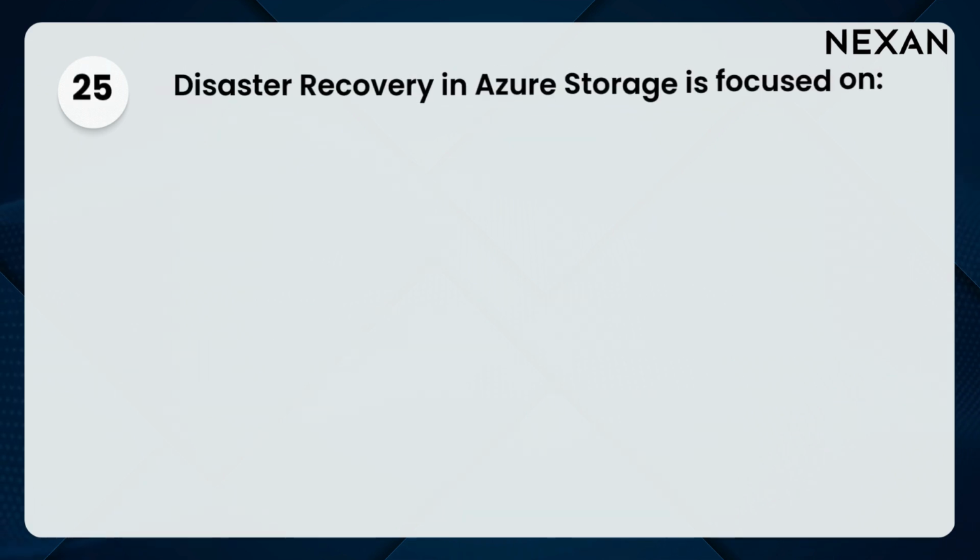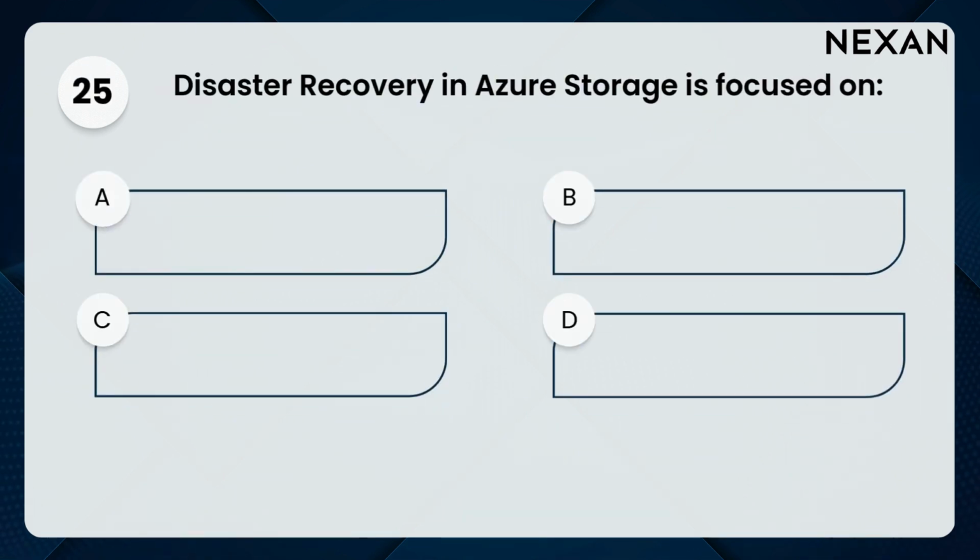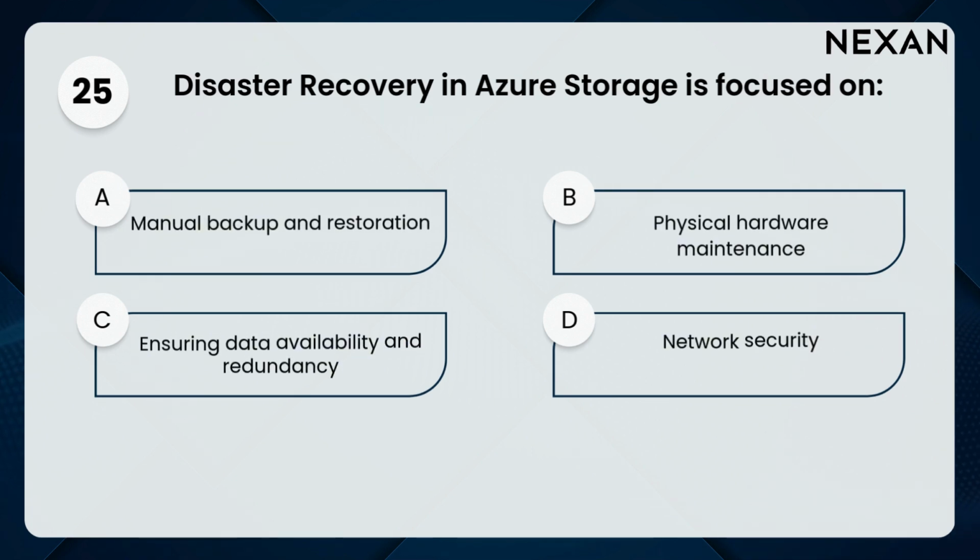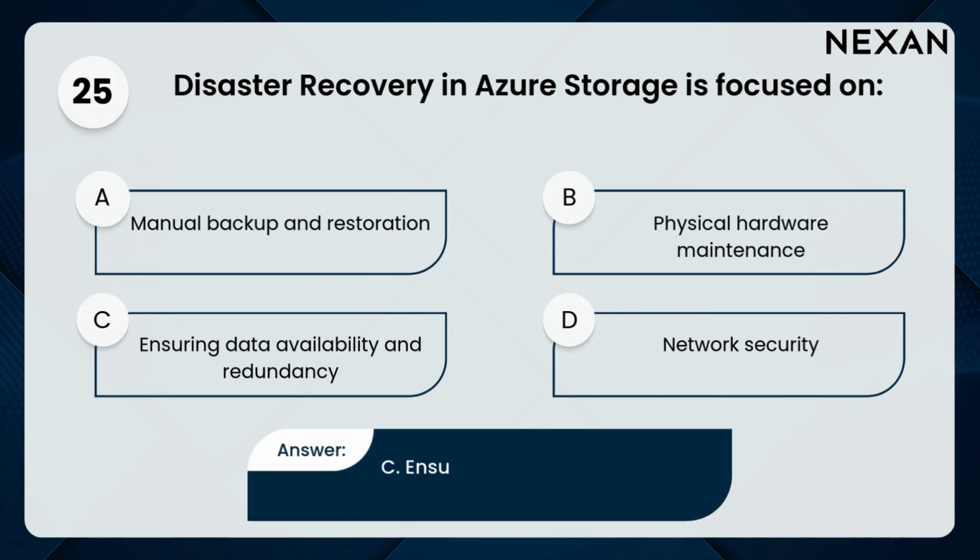25. Disaster recovery in Azure Storage is focused on A. Manual backup and restoration, B. Physical hardware maintenance, C. Ensuring data availability and redundancy, D. Network security. Answer: C. Ensuring data availability and redundancy.